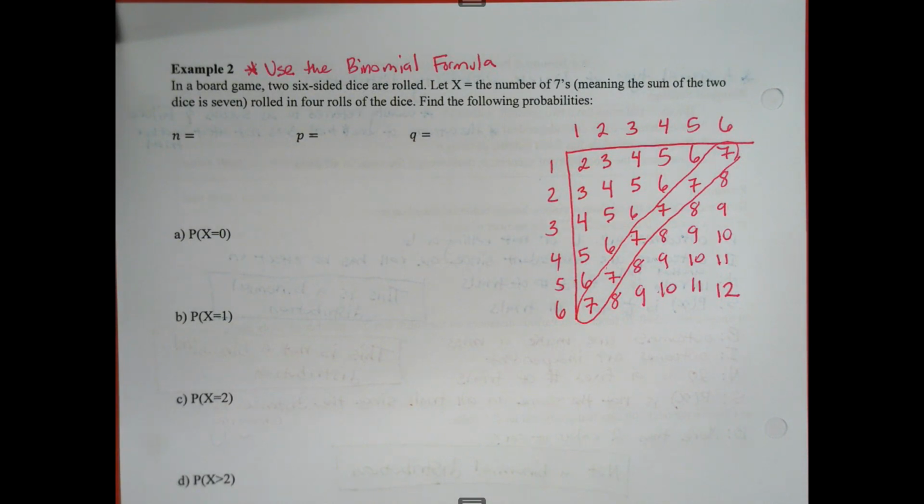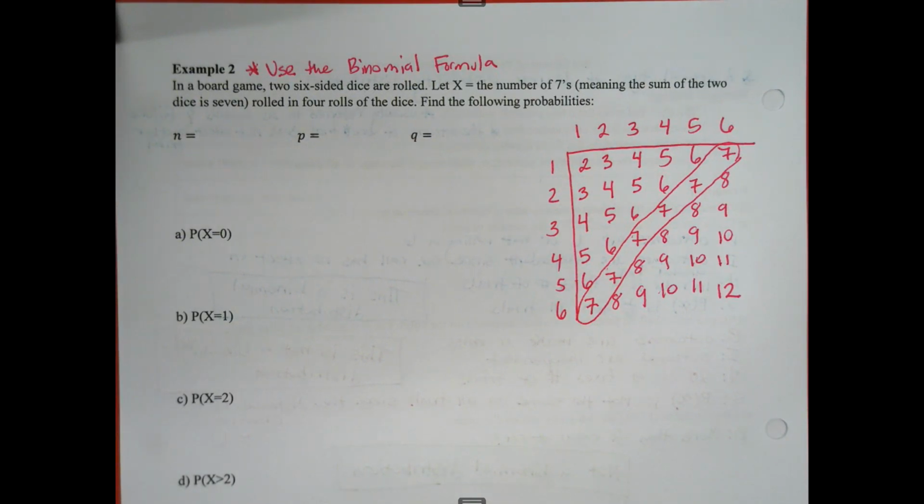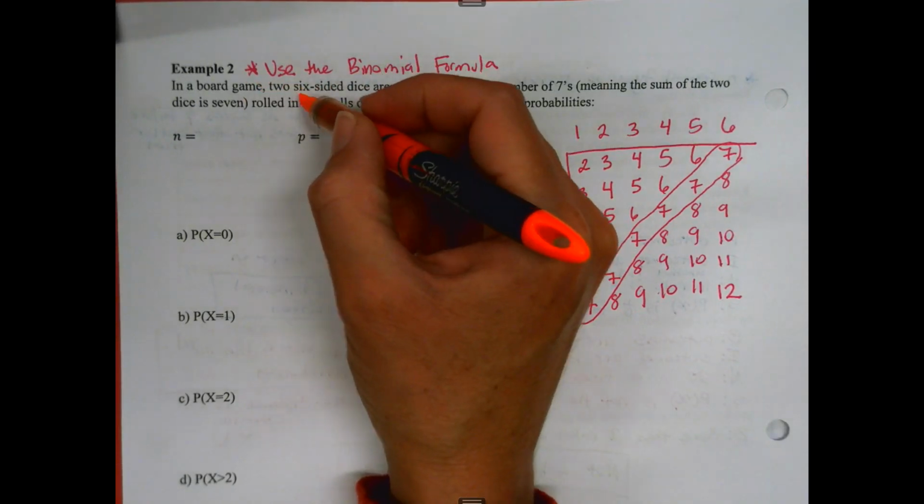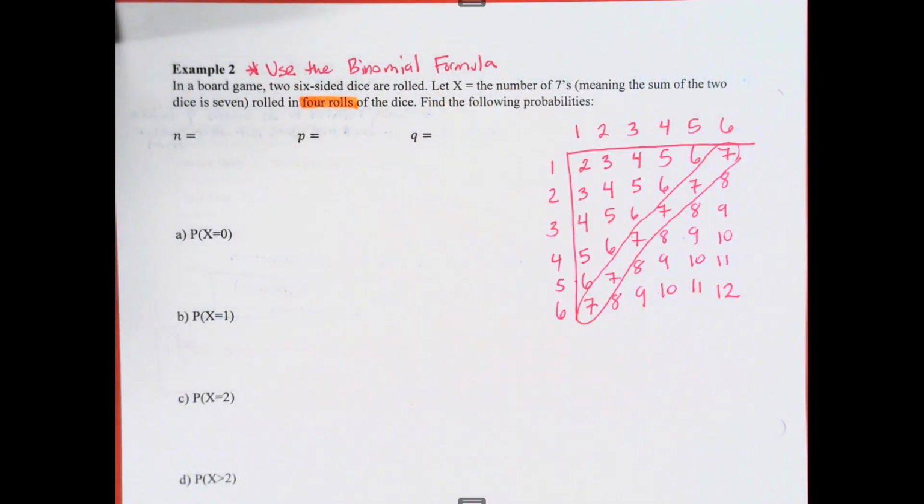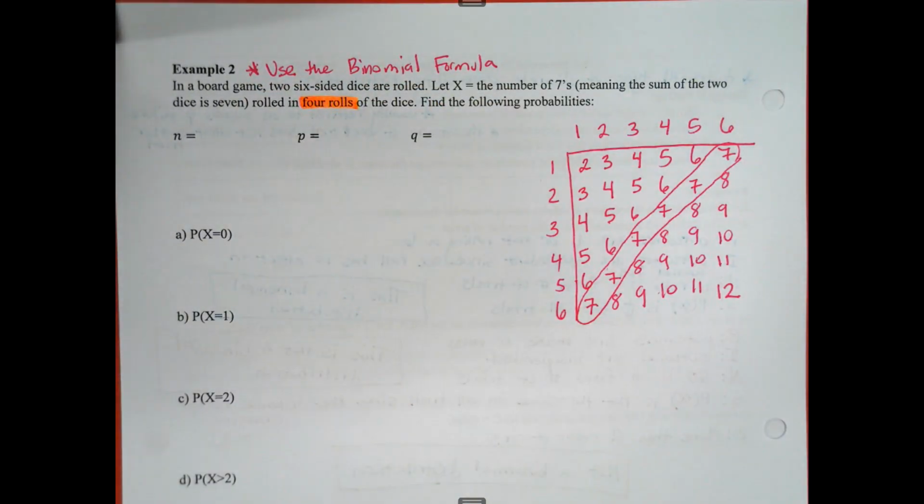Out of the 36 outcomes, there are 6 different ways in which we can get a sum of 7. Our n, we want to look at how many times we are rolling the dice. How many trials are we doing? And it said 4 rolls of the dice. Our n in this case is going to be 4.